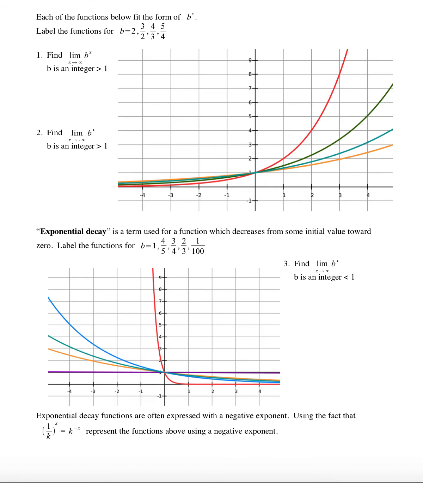Here are some exponential functions where the base is less than 2. It's between 1 and 2, actually. Those bases are the numbers 2, 1.5, 1.33, and 1.2. So let's label them. 1.2 to the x has the smallest growth, followed by 1.33 to the x. Then we have 1.5 to the x and 2 to the x.